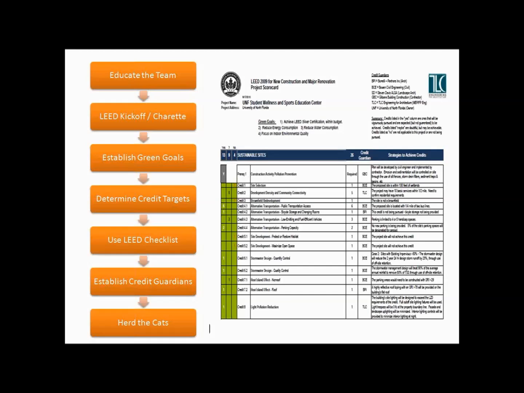So we use the LEED checklist, and I can't read it, but this is kind of an expanded version of the checklist that we use throughout the process.